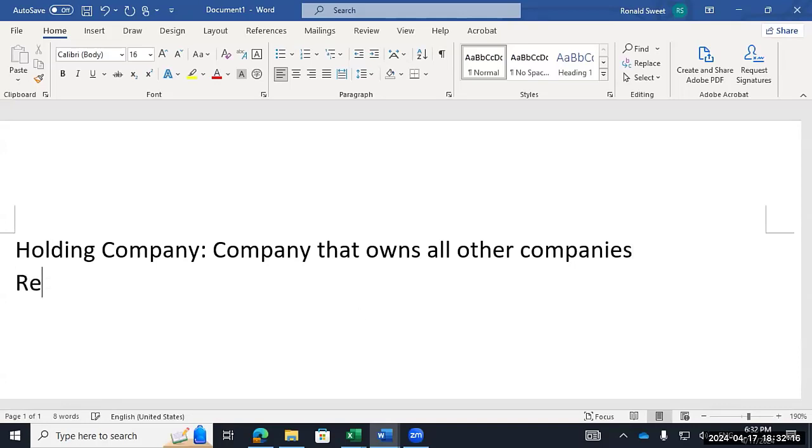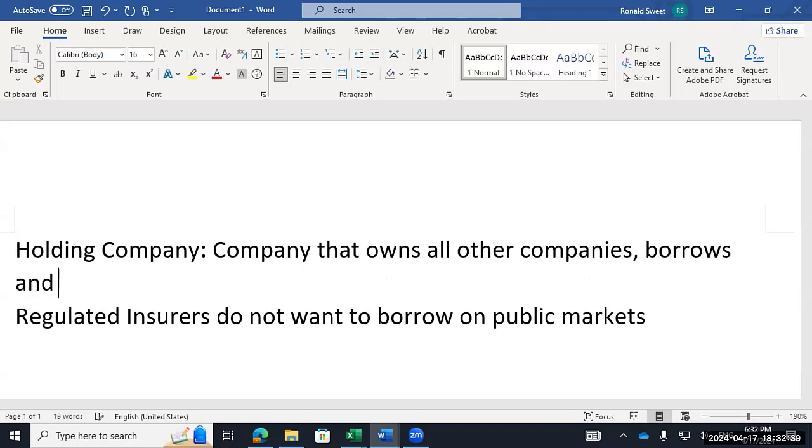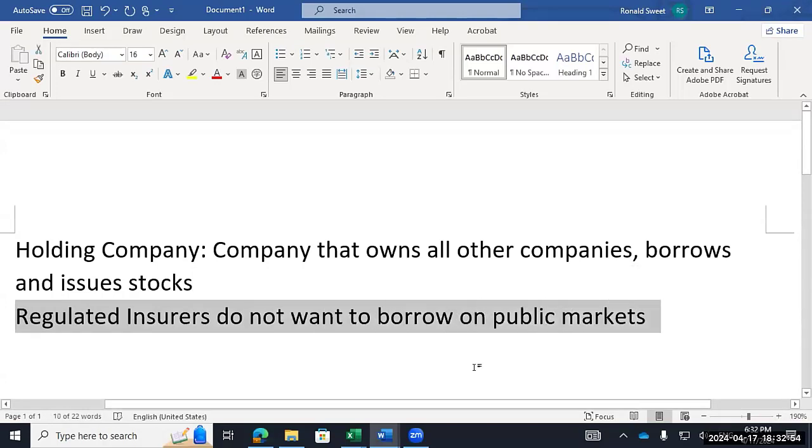The reason is that insurers are regulated, and they do not want to borrow in public markets. You don't want a regulated entity borrowing in a public market. It's a really, really bad thing to do. So you do all your borrowing through the holding company. It pays dividends, issues stock, everything's at the holding company level. That way, the insurance companies don't have borrowed money on their balance sheet. Why don't they like doing this? Because they don't want the regulators dictating what they can borrow or when to pay it back, all those kinds of things. They just want to leave the regulators out of it.